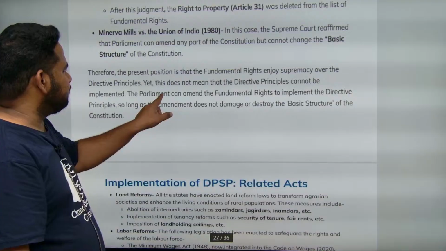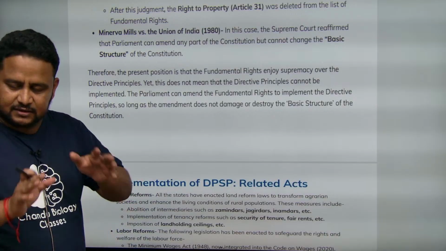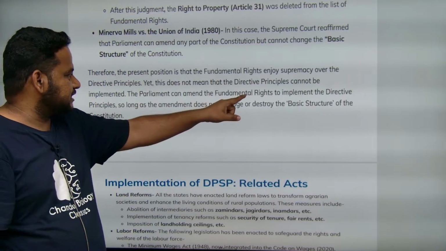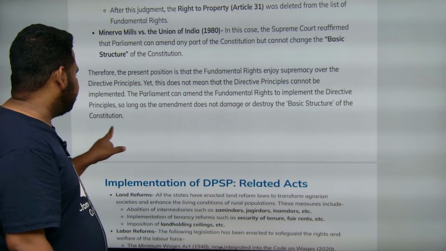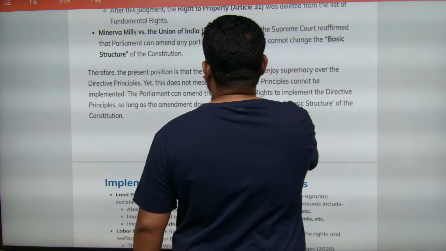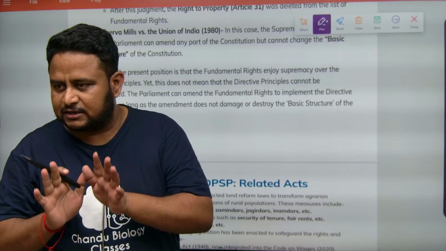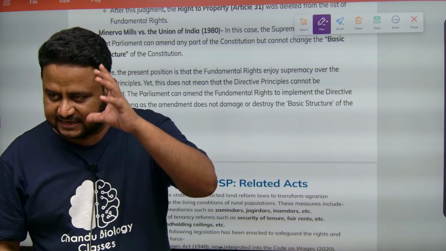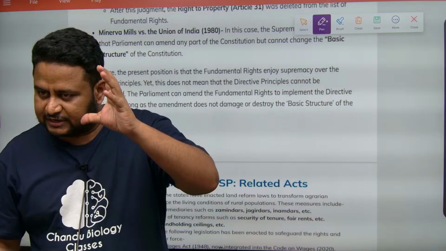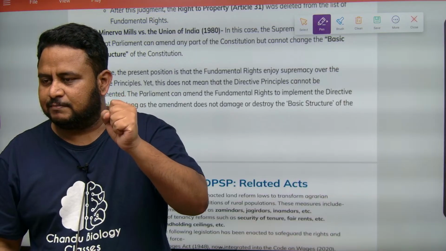Now the present position is that fundamental rights enjoy supremacy. That means you can amend any fundamental rights, but this does not mean the directive principles cannot be implemented. Parliament can amend fundamental rights to implement a DPSP so long as the amendment does not damage the basic structure. Whenever I say fundamental rights can be amended, but you should not touch the basic structure, that means fundamental rights are gaining supremacy.